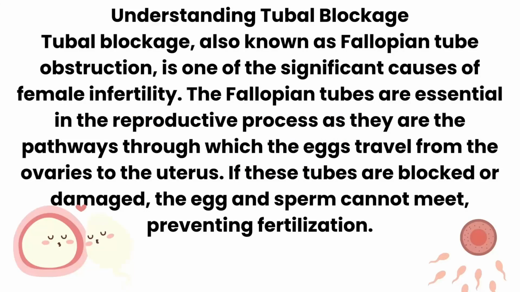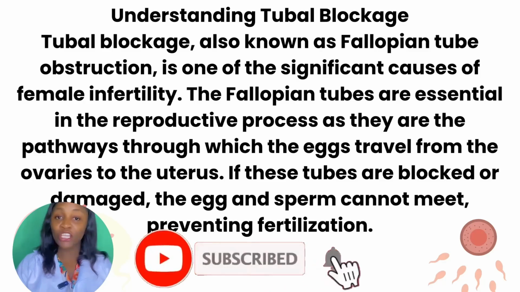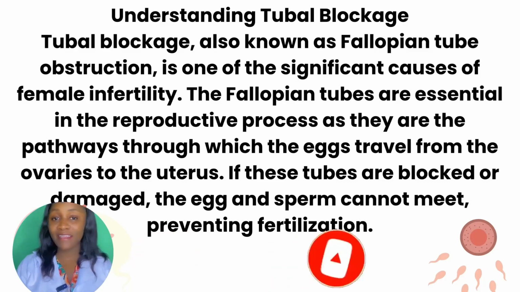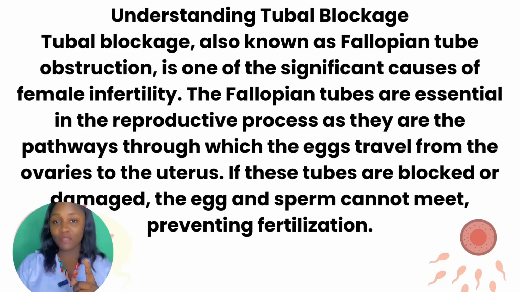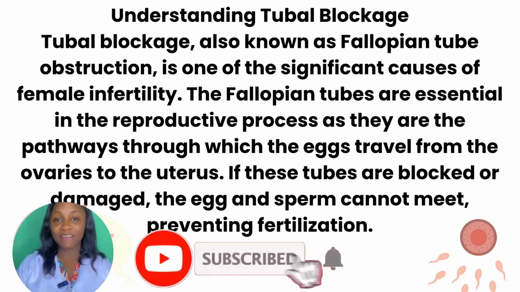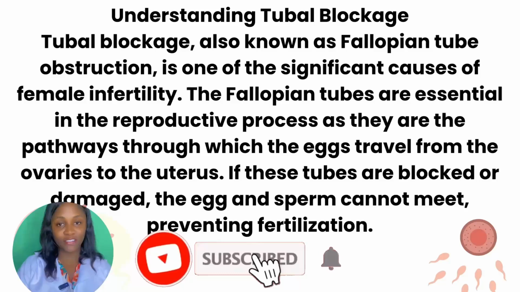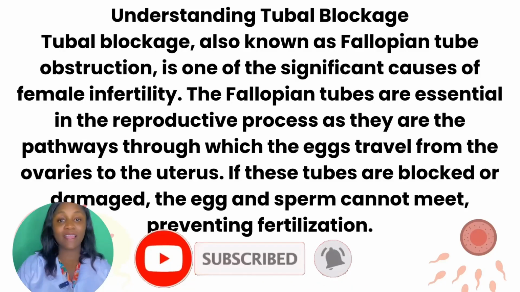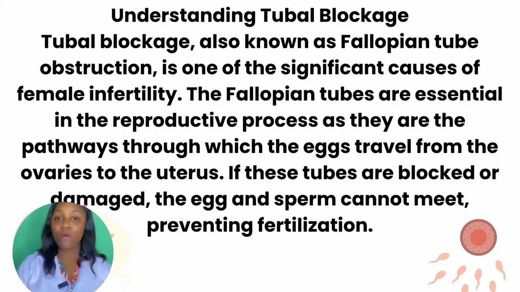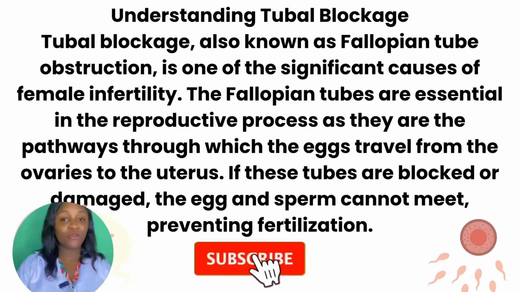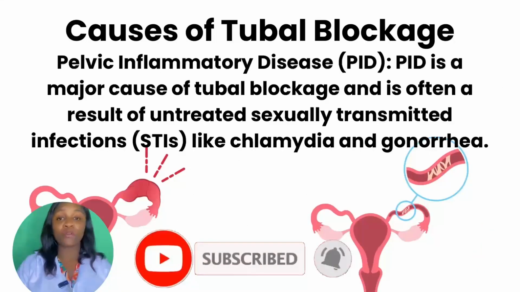Tubal blockage, also known as fallopian tube obstruction, is one of the significant causes of female infertility. The fallopian tubes are essential in the reproductive process as they are the pathway in which the egg travels from the ovaries to the uterus. If those tubes are blocked, the egg cannot meet the sperm, preventing fertilization.